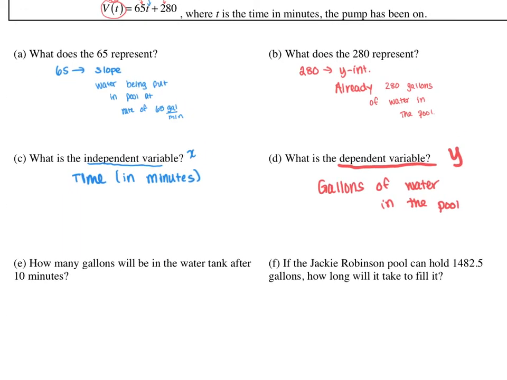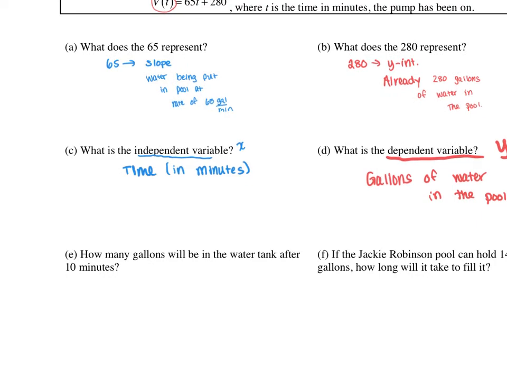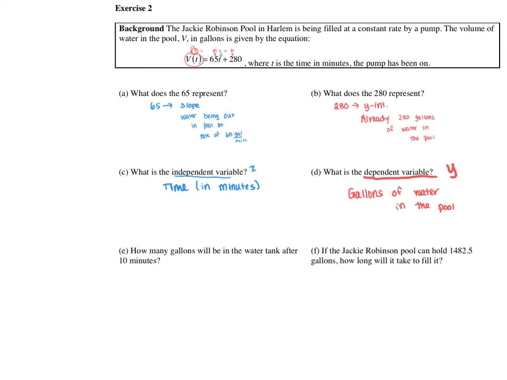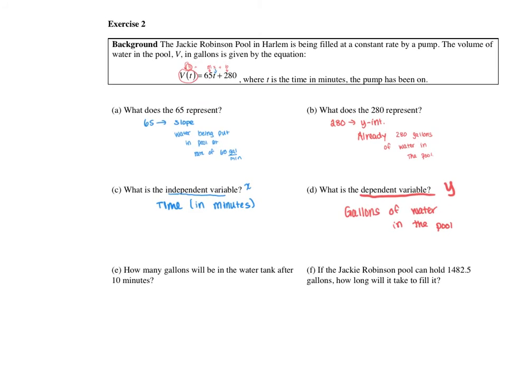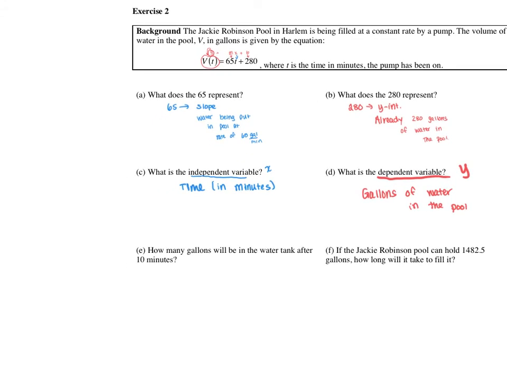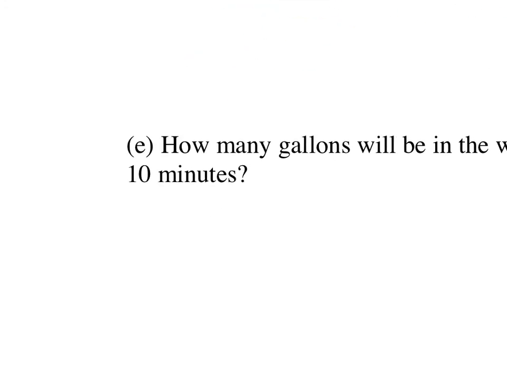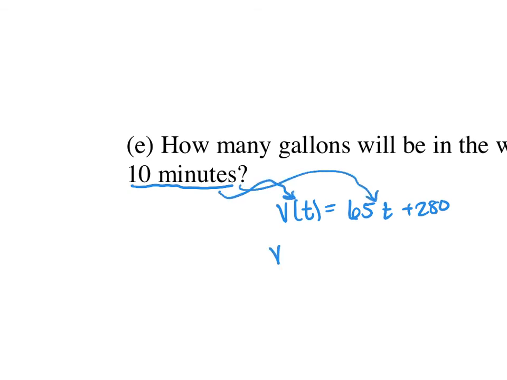Now let's look at E and F. E. How many gallons will be in the water tank after 10 minutes? So basically, how many gallons will be in the Jackie Robinson pool after 10 minutes? I'm going to rewrite my equation: V of T equals 65T plus 280. 10 is my T value, or my time. Everywhere I see a T, I'm going to put a 10. So I have V of 10 equals 65 times 10 plus 280.